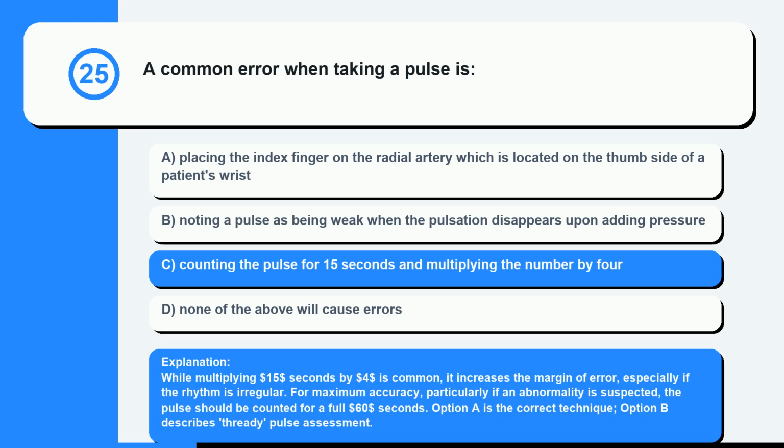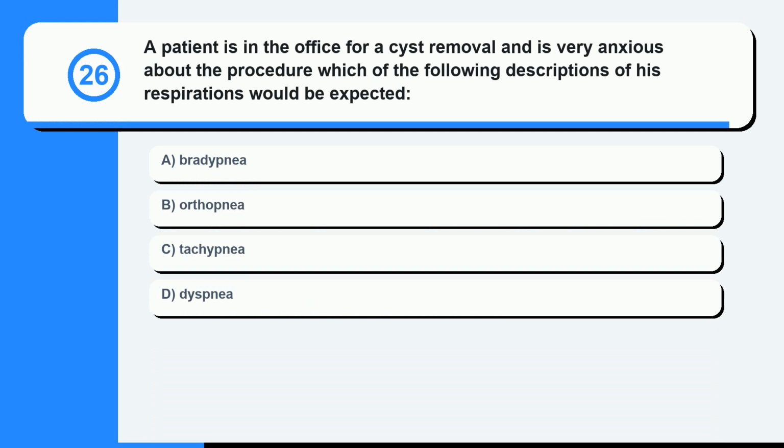Question 25. A common error when taking a pulse is A. Placing the index finger on the radial artery which is located on the thumb side of a patient's wrist. B. Noting a pulse as being weak when the pulsation disappears upon adding pressure. C. Counting the pulse for 15 seconds and multiplying the number by 4. Or D. None of the above will cause errors.